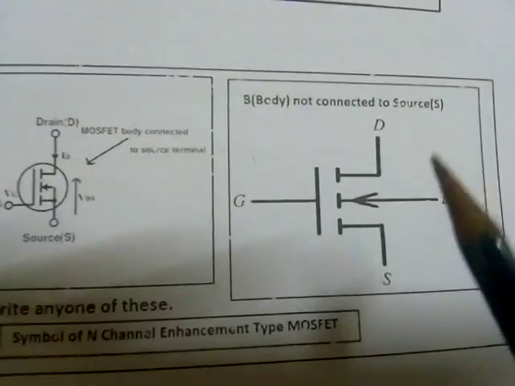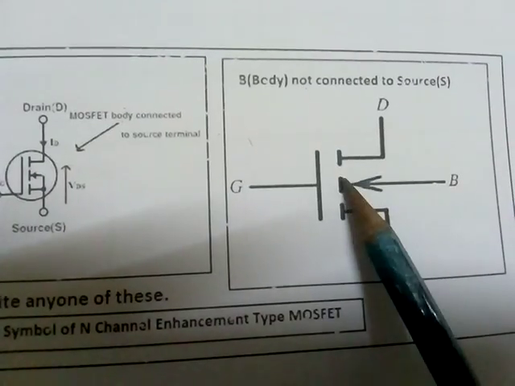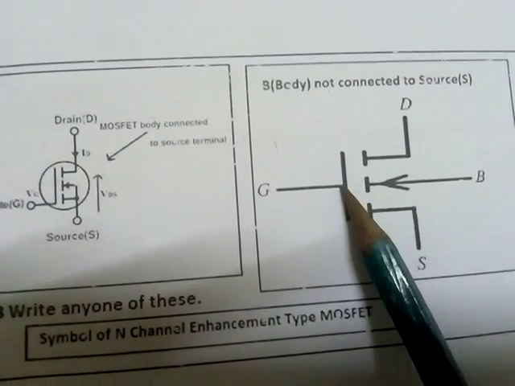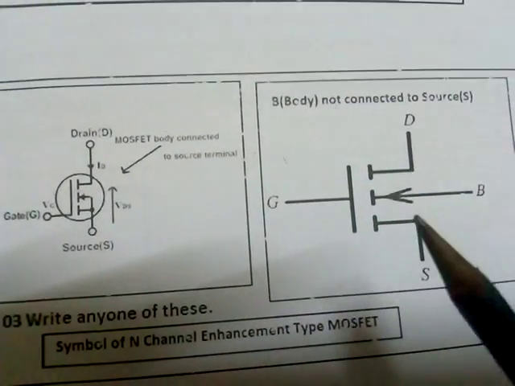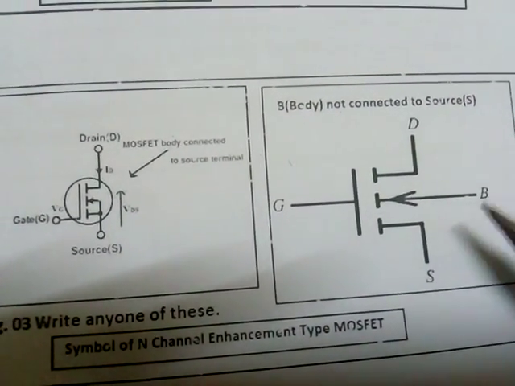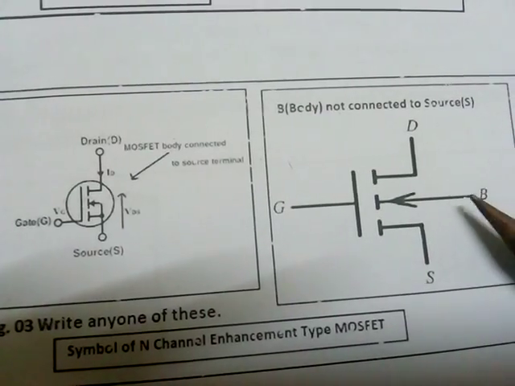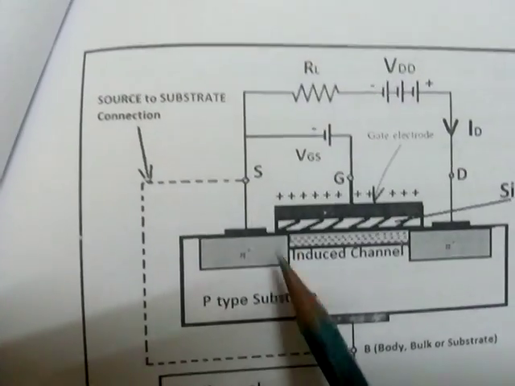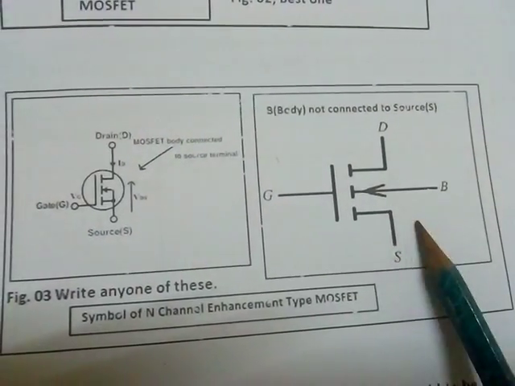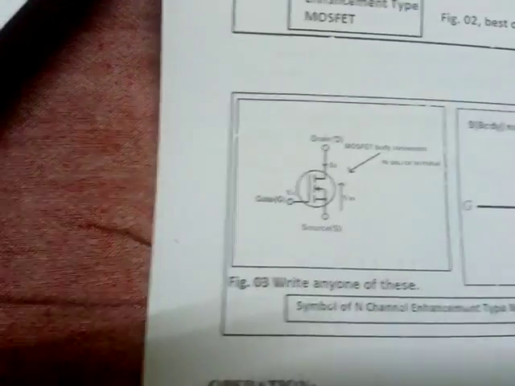If it is n channel, the arrow mark is inside, we have to remember like that. This is gate, drain, source. Write gate to one side and then write drain, source and in between substrate. Drain, source, in between substrate. And in case they are shorted, show the short.